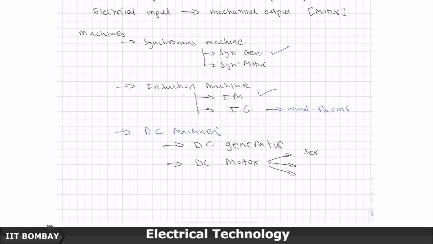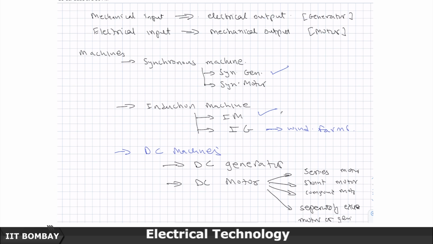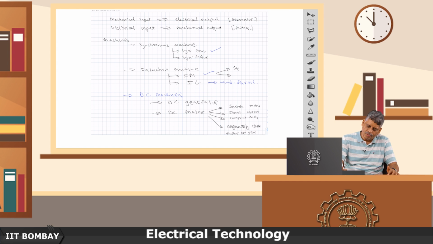Here there are 2 or 3 types: series motor or generator, shunt motor or generator, then compound motor or generator, and separately excited motor or generator. In induction machine, from the construction point of view, you have squirrel cage. The squirrel cage name comes basically from the rotor looking like a cage in which you can probably hold a squirrel, but it does not mean anything more than that. And so, you have a squirrel cage or a slip ring construction.